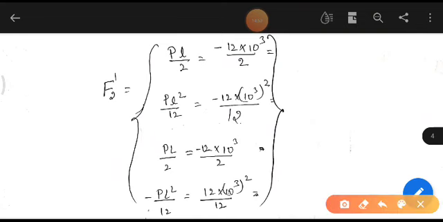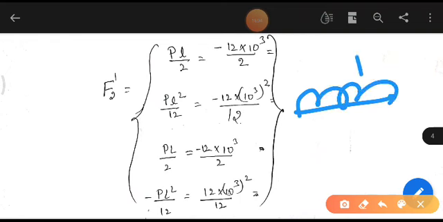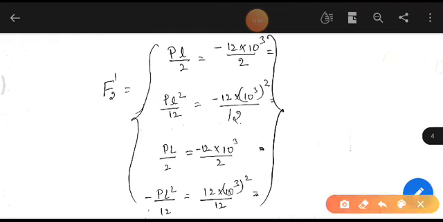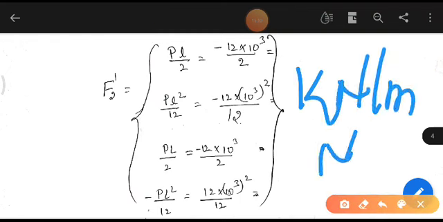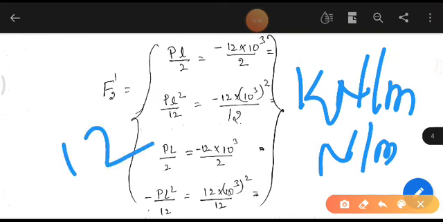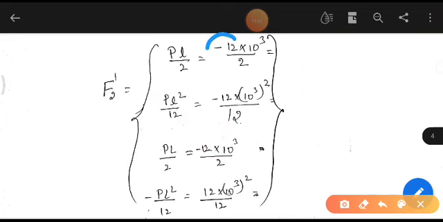So that's what I have written, 3 4 5 6. Here P is nothing but the intensity of load, that is the UDL load, 12 kilonewton per meter. So we have converted that. If you convert kilonewton per meter into Newton per meter, you will get 12. Since it is acting in the negative y direction, we have taken minus 12. So minus 12 is the P.